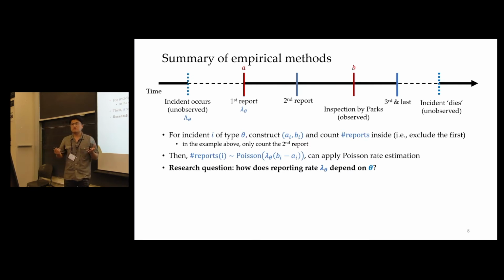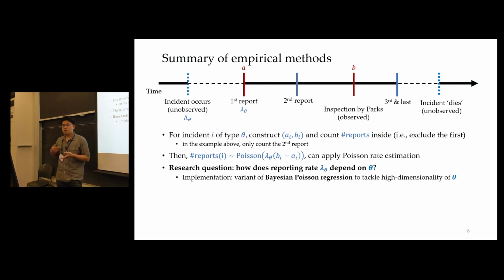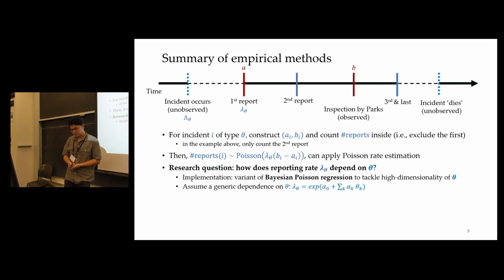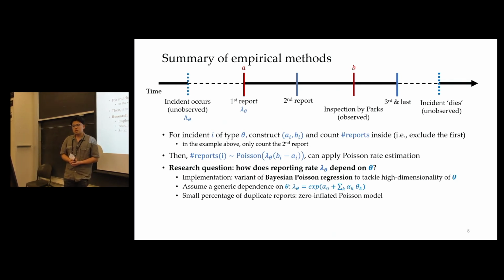Then to answer this research question of how this rate depends on the type theta, what we implemented in the end was actually a variant of Bayesian Poisson regression to tackle the problem of high dimensionality in the type theta, because theta encodes geography, and we're actually using census tracts. So there are thousands of them in New York City alone. We assumed a very generic dependence on theta for lambda theta. And there are two variations that we had to make.